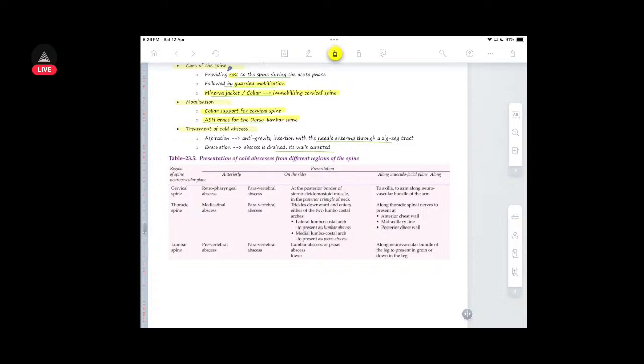For treatment of a cold abscess you have to do aspiration and evacuation. Aspiration is done by inserting a needle, anti-gravity, entering through a zigzag tract. In evacuation the abscess is drained and the walls are curetted.